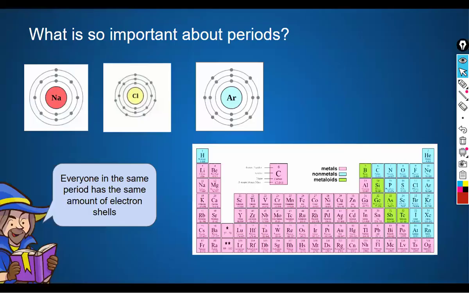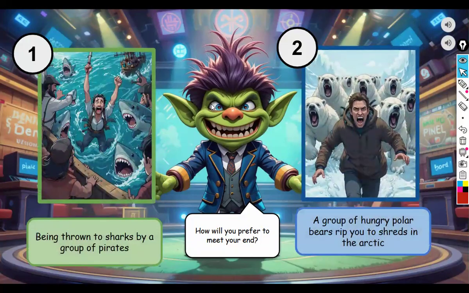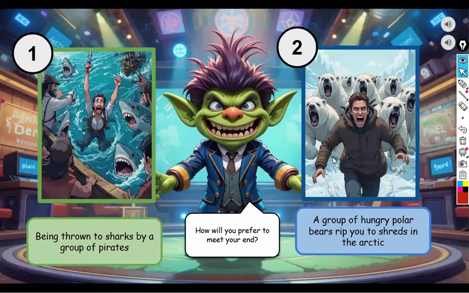Move on to the next, a small break here, a little break. So the end of time has come. It's time for you to meet your maker. Which option do you prefer here? They prefer to be thrown to the sharks by a group of pirates as they go arg and mock you, or you go on a polar expedition and you're ripped apart by a swarm of polar bears. Think it through. These are choices we all have to make.